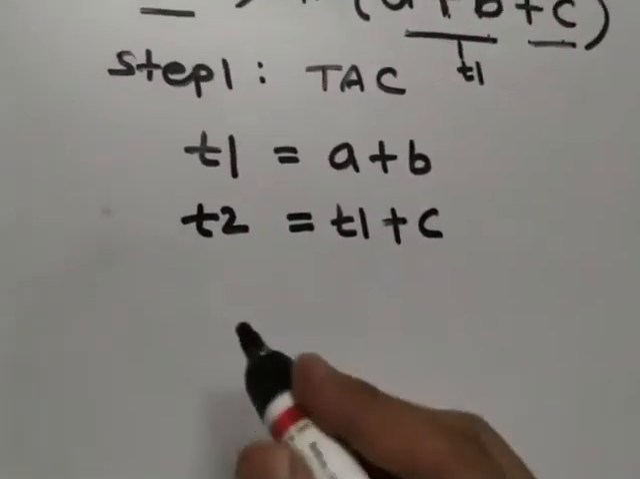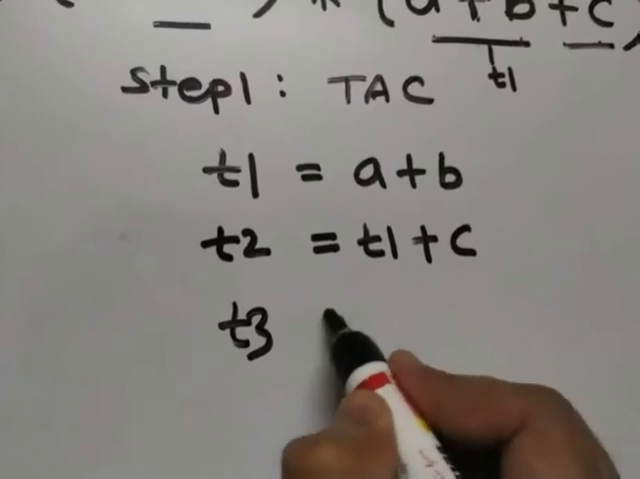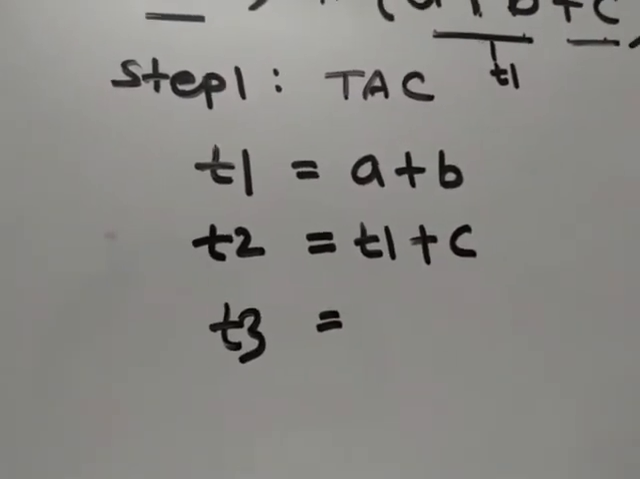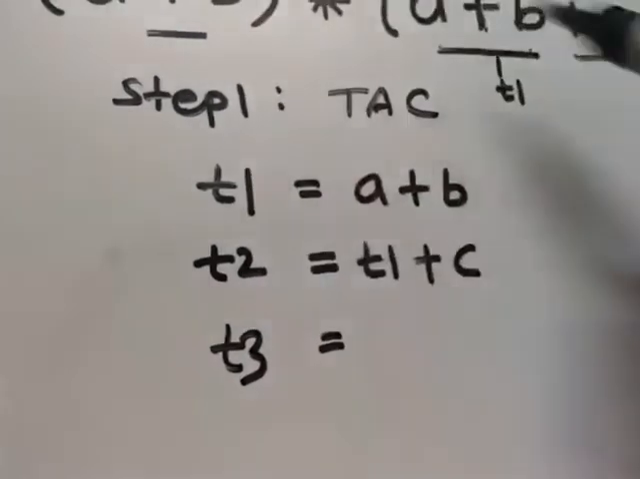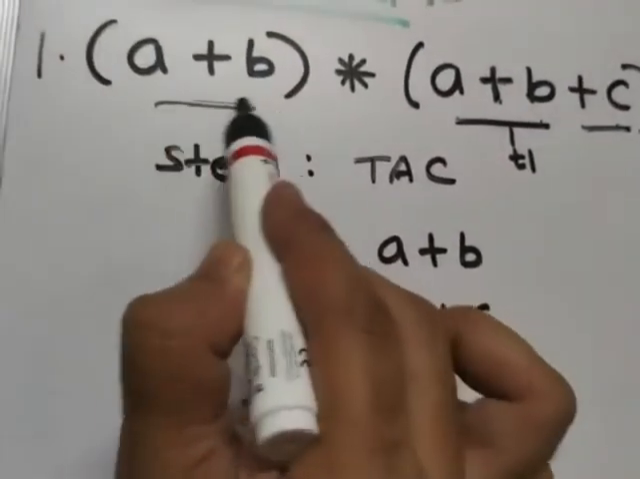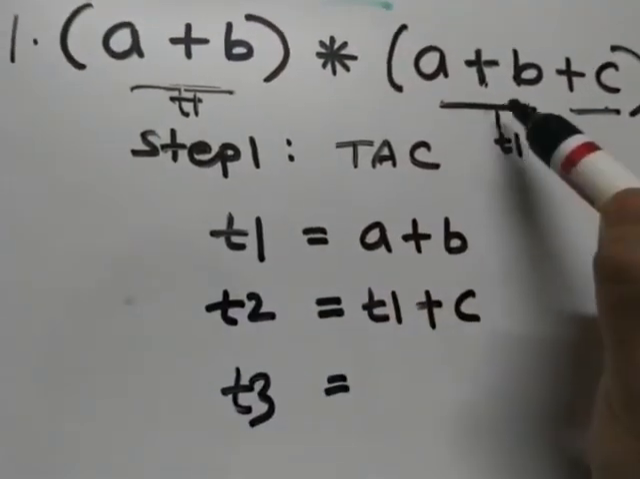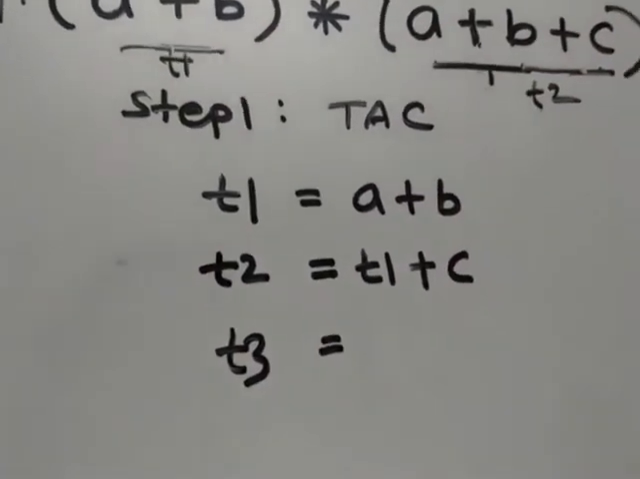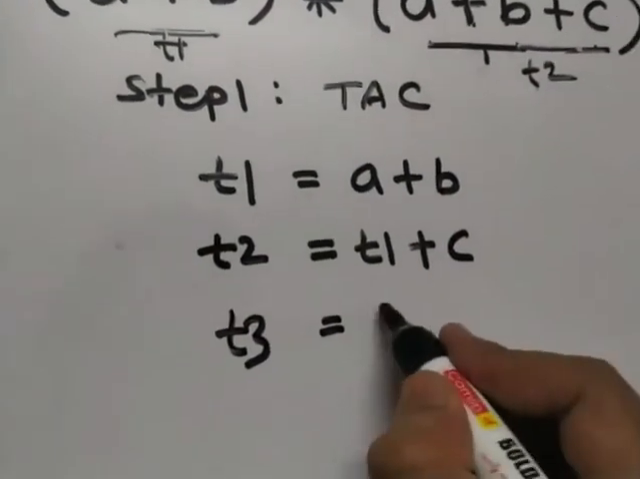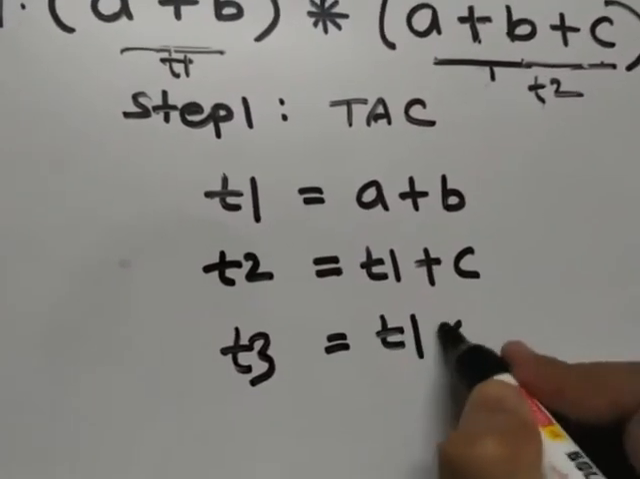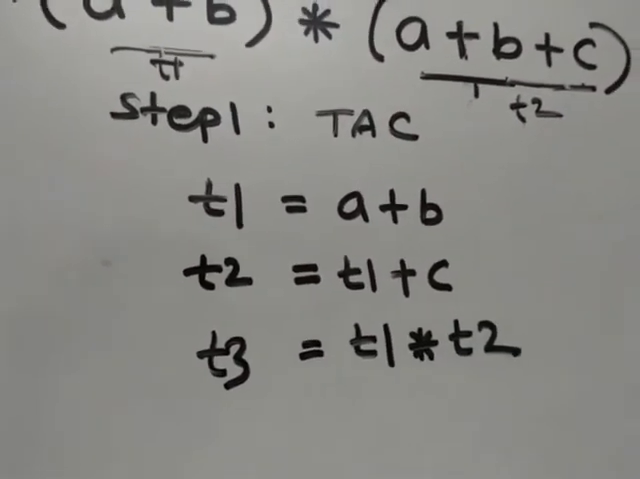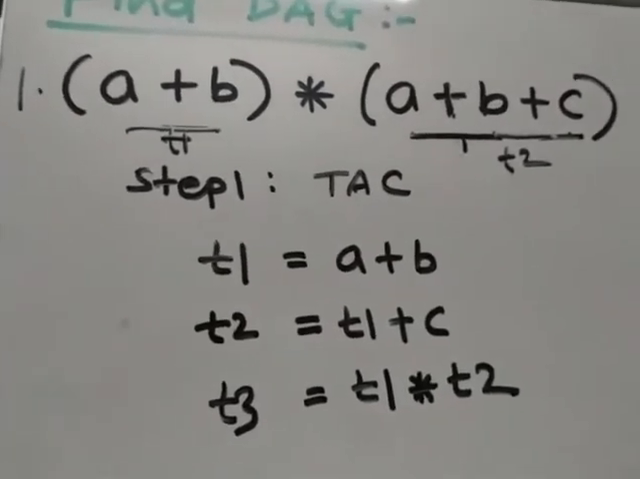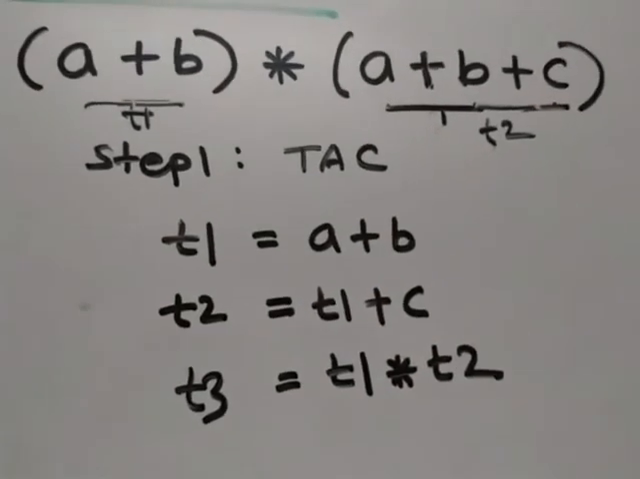Now next I will create a third temp variable, let's say t3, and to t3 I will assign both parts. Now this part is nothing but t1, and this entire part is nothing but now t2. So I will create t3 as a new temp variable and assign t1 multiplied by t2. So this is how the three address code is created for the given expression.